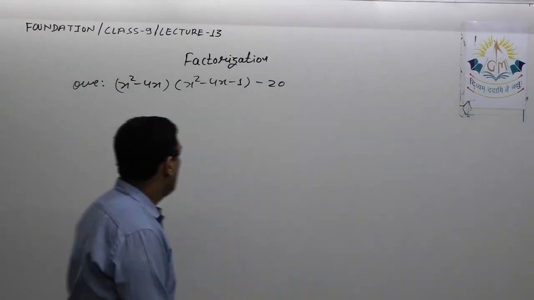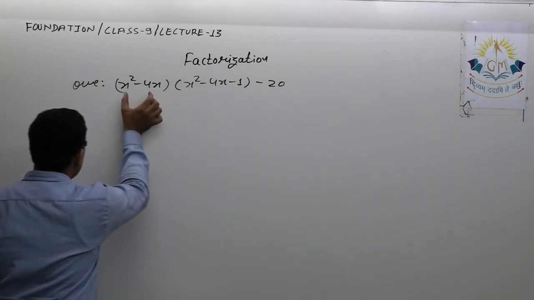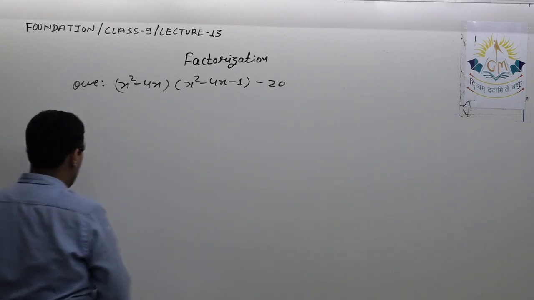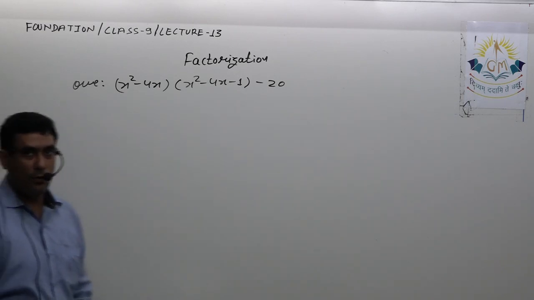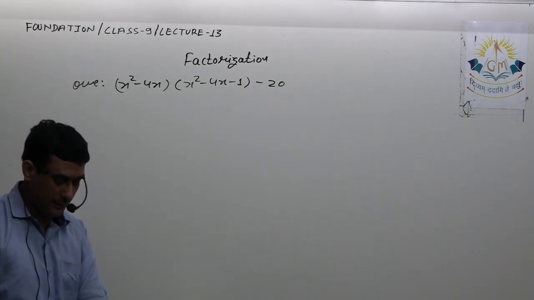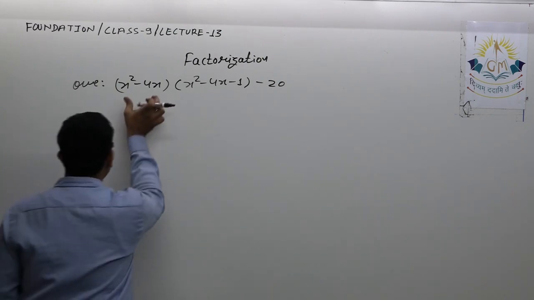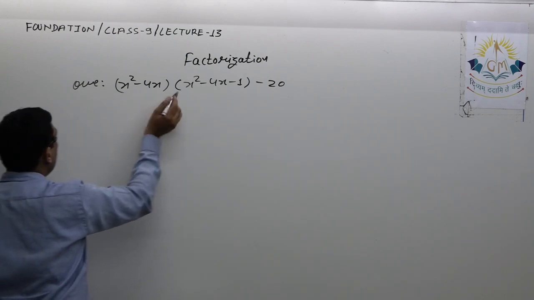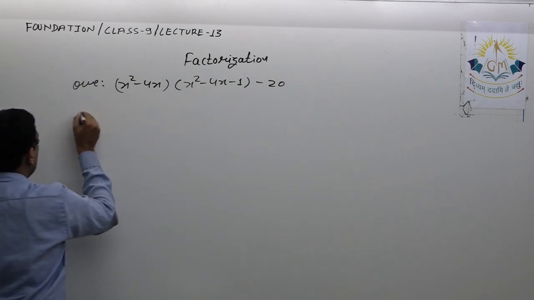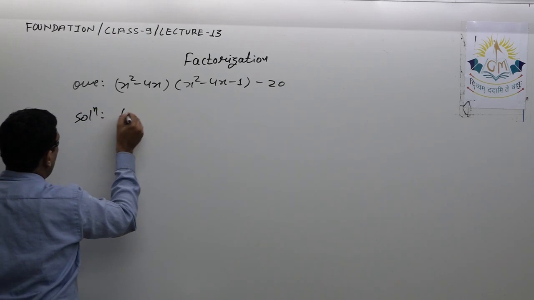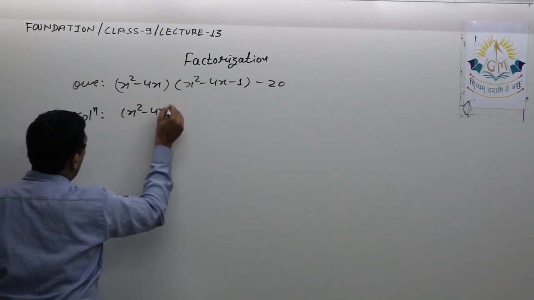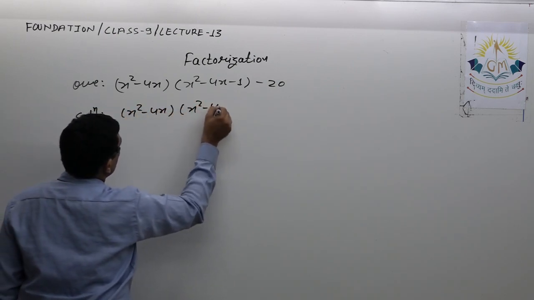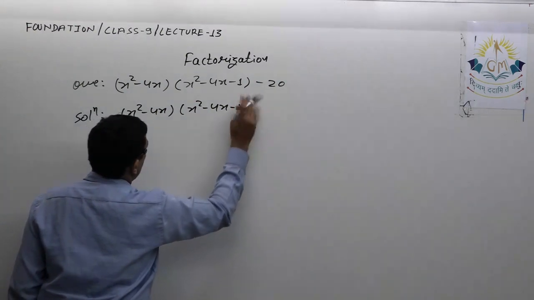Okay, see here, if you observe, this x square minus 4x in the first bracket is also a part of the second bracket, isn't it? X square minus 4x we have over here as well as over here. So now what we will do, I will take this x square minus 4x as another term, let it be y for a while.